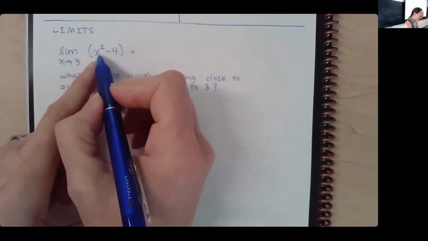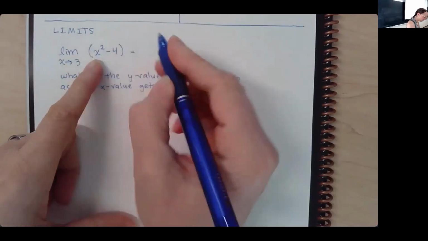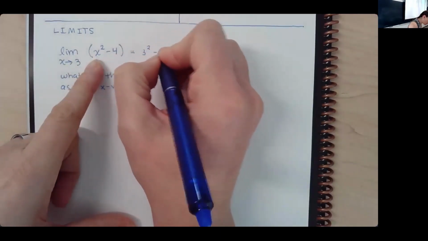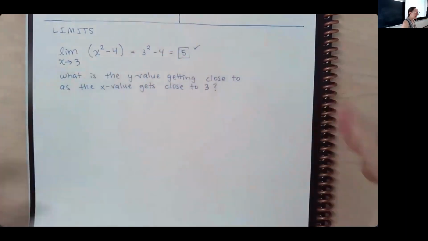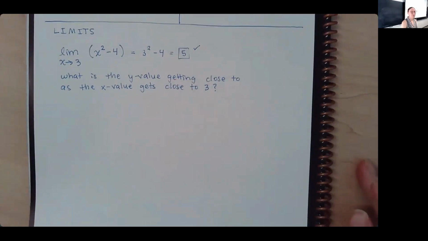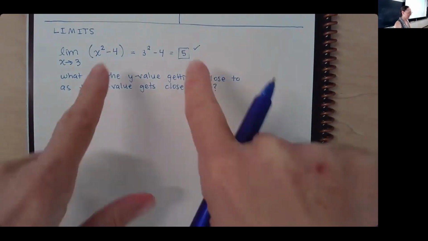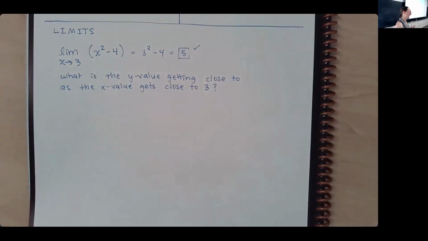So if I were to plug in, 3 squared is 9. And then I can subtract 4 and I get 5, and that's done. That is the answer to the limit. No one's ever going to ask you a limit that looks like this because that's boring. At least it's boring to a mathematician. Instead, they're going to ask you questions where something goes wrong.